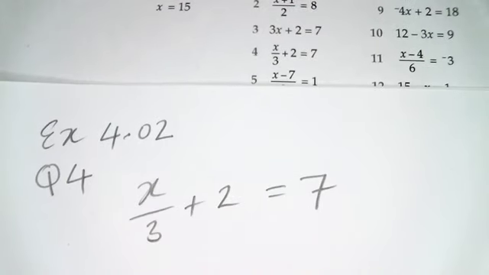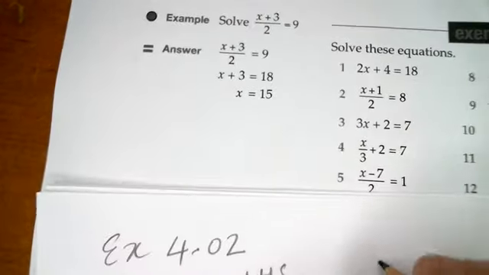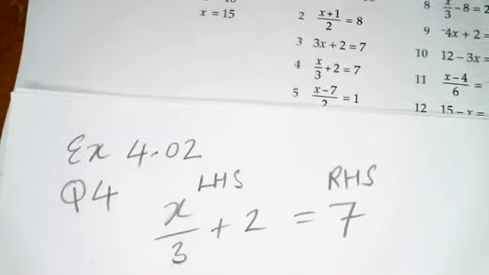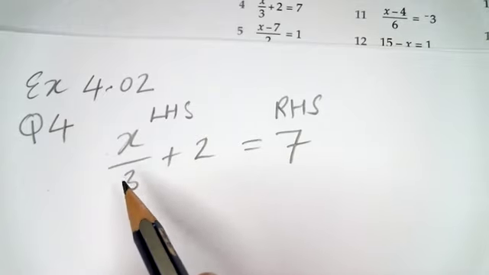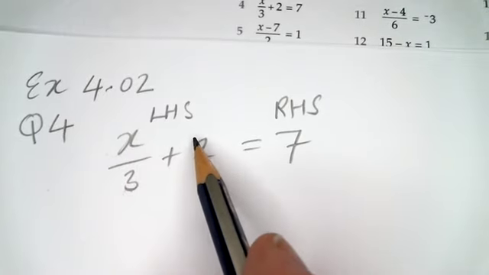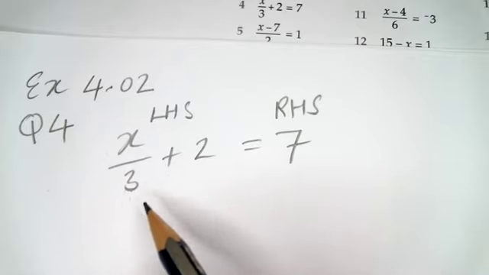Let's have a look at exercise 4.02 from the Gamma text, question 4. This time, unlike the previous question, we've got a fraction for only one part of the left-hand side. So I'll write left-hand side and right-hand side so we can make a distinction between those two. But at the end of the day, the 3 is only under the x, not under the 2. So I don't need to multiply the whole thing by 3 to start with.